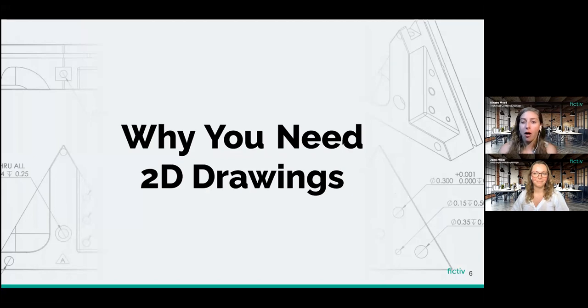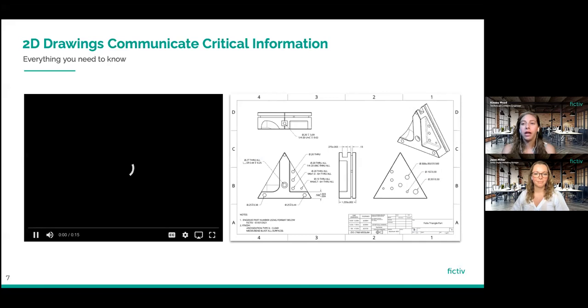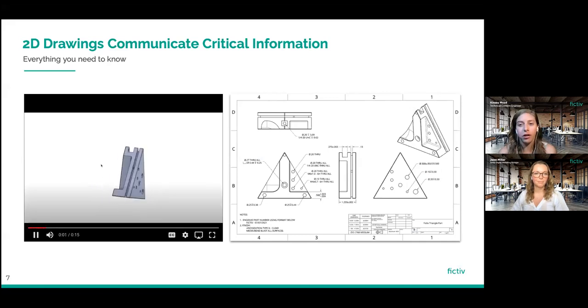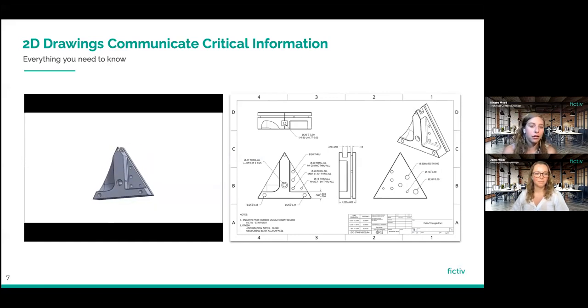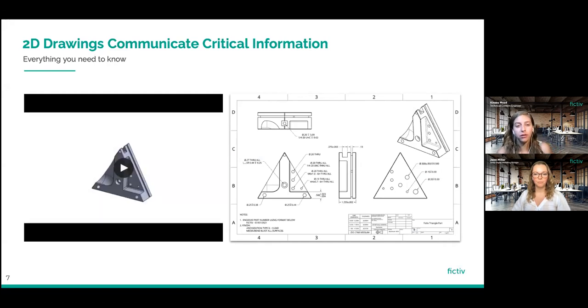So first, let's talk about why we need 2D drawings. They communicate critical information about your part. You can see in this little video of the CAD, you can see so much from your 3D model. You can see all the features, get a sense for the scale and proportions of your part. Super useful, right? This is how we design parts and how we make sure things fit together.